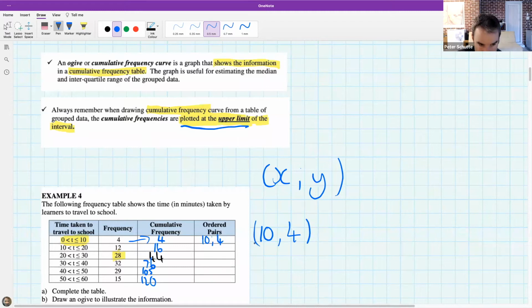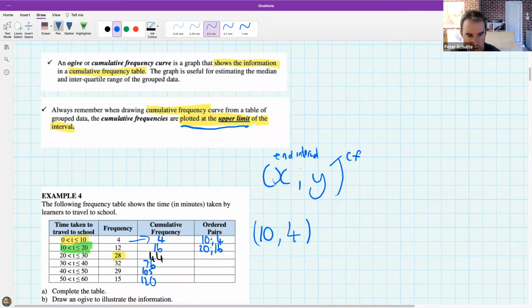However, the second point for an ogive, what's the end of the second interval? The end of the second interval is going to be 20. But now, what is the cumulative frequency total in the second row? It's going to be 16. So when we are drawing our ogive, we need to know that the x coordinate is the end of the interval. The y coordinate is just the cumulative frequency total.